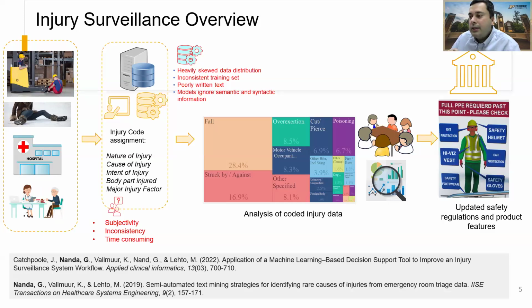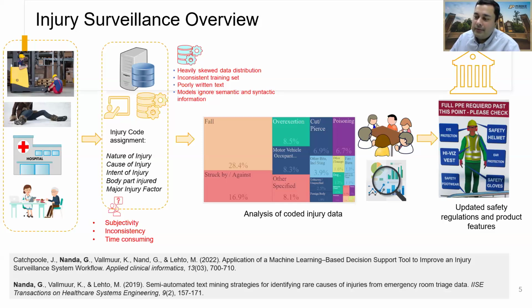Now, some of the key issues related to manual coding are that there is some level of subjectivity involved, where different people are reading the accident description and assigning these codes, which leads to them deciding which is the most applicable injury code.